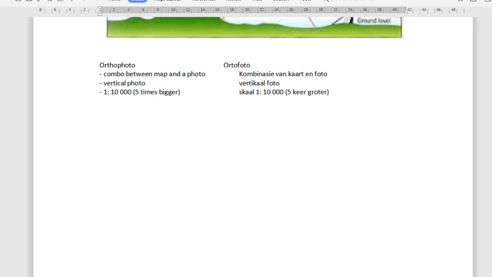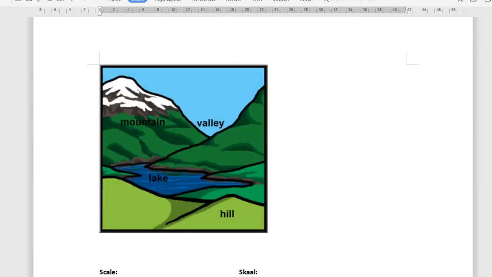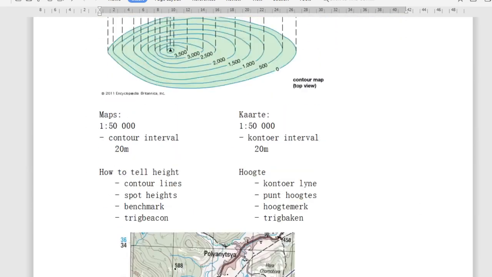Then that's pretty much all. Orthophotos always have the same scale. Other photos like vertical photos and oblique photos don't necessarily have the same scale. Okay, so that is the maps and photos. Quick revision of the term 1 work.